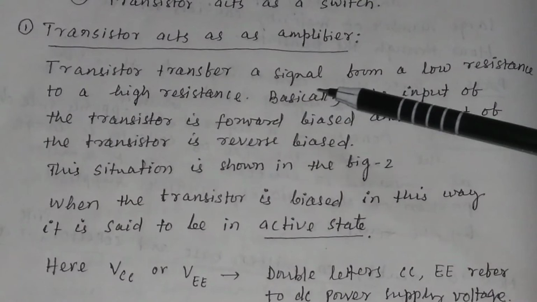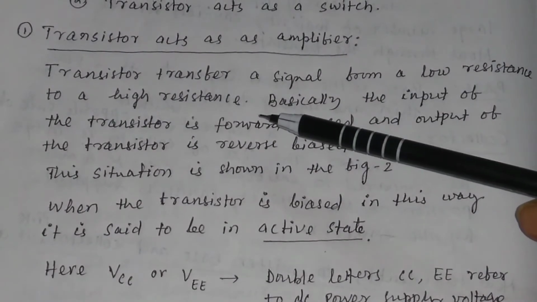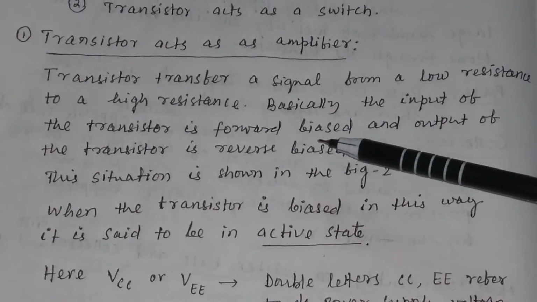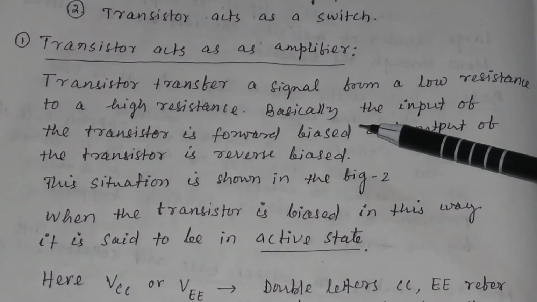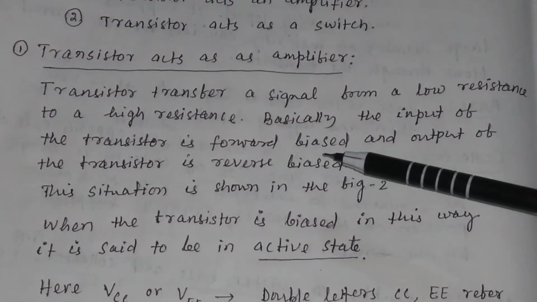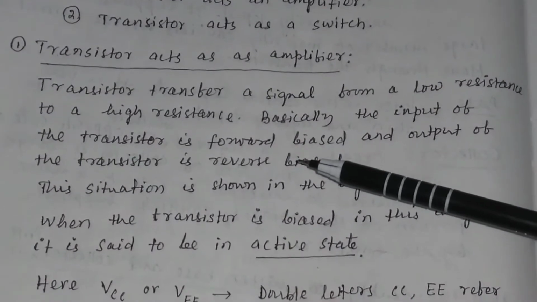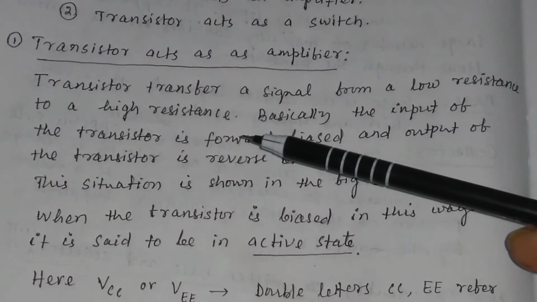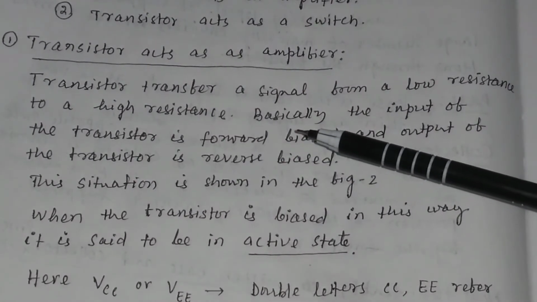A transistor transfers a signal from a low resistance to a high resistance. Basically, the input of the transistor is forward biased and the output of the transistor is reverse biased. Forward bias means the resistance is low. Reverse bias means the resistance is high. So when a signal passes from a low resistive path to a high resistive path, it gets amplified.